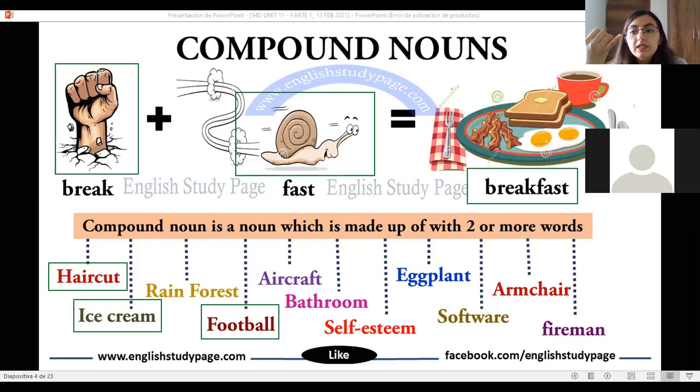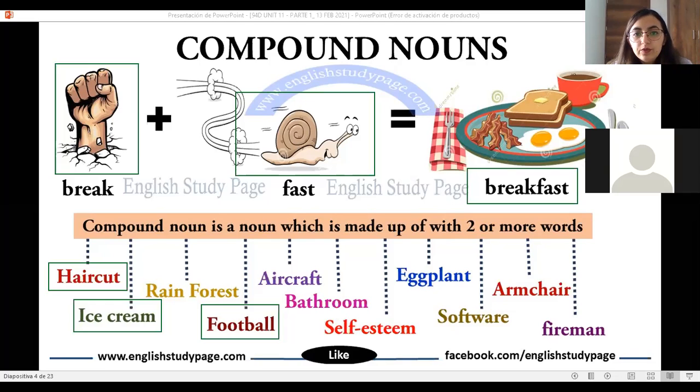For example, sister-in-law. Sister-in-law sería una nueva palabra para referirse a cuñada, ¿no es cierto? Sister-in-law o father-in-law o mother-in-law. ¿Sí? Esos serían pues nuevos sustantivos formados de 3 palabras.